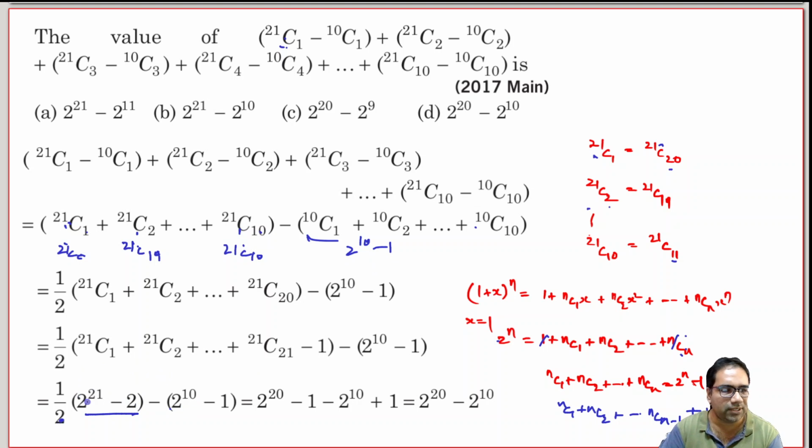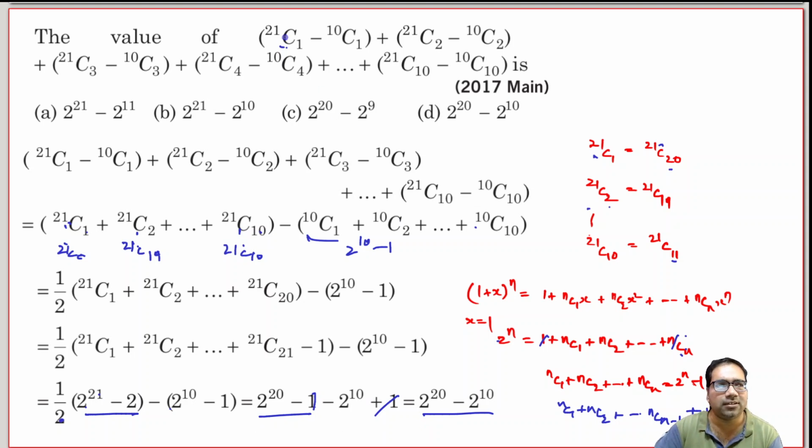If you take this 2 inside, this becomes 2 power 21 by 2, that is 2 power 20, minus 2 by 2, which is 1. So this becomes 2 power 20 minus 1 minus 2 power 10 minus 1. This minus 1 and this 1 will get cancelled. We'll be left with 2 power 20 minus 2 power 10.